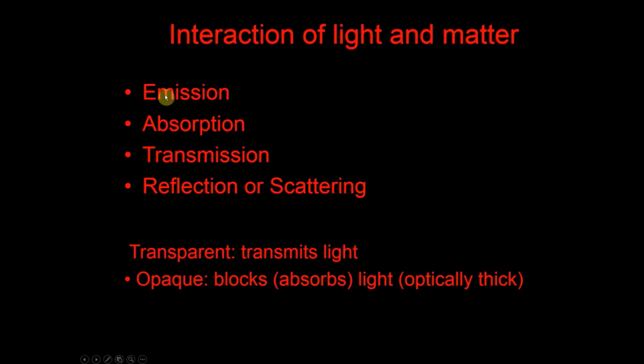So that's our emission, absorption, transmission, or reflection. If an object is opaque, it will absorb light, and if it's transparent, it will allow light through it. If light comes through it, it's optically thin. If light is completely blocked by it, it's optically thick.